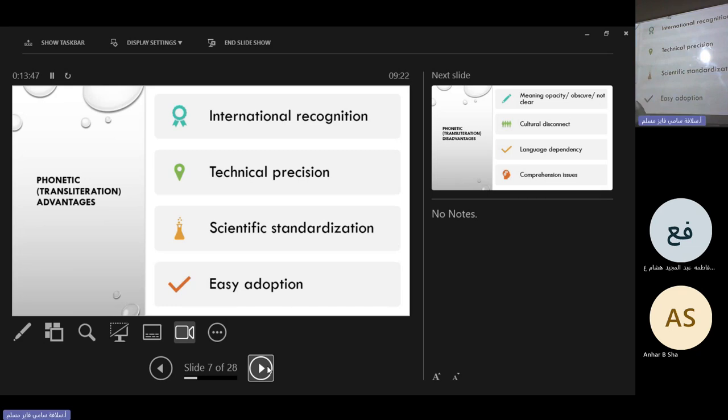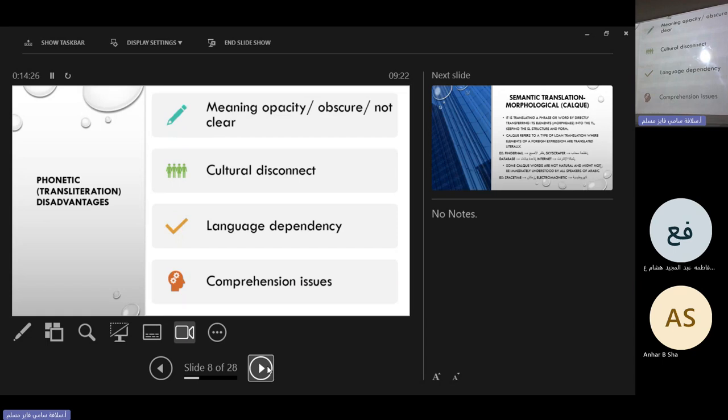Meaning, تكنولوجيا is already there, already approved. So the translator will not waste time finding some alternative equivalent. Okay, it is an easy adoption, since science develops rapidly and the translation of scientific words takes time in order to be accepted. We use transliteration because it is easily adopted or received. Okay? What are the disadvantages of transliteration?